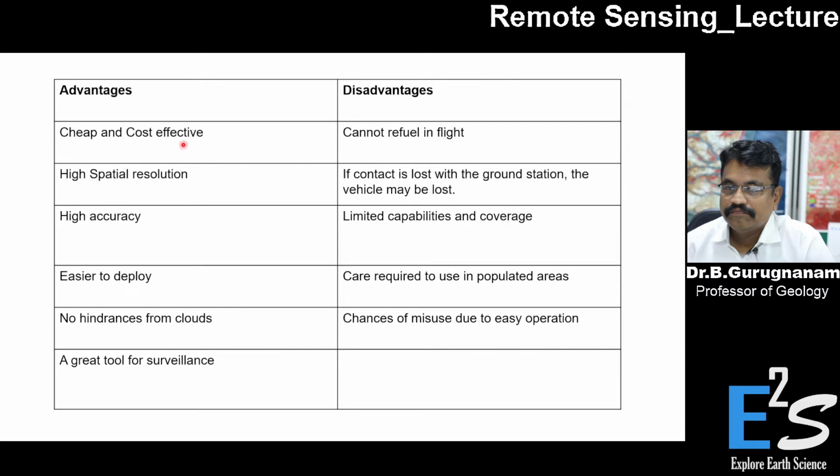Comparatively, the other advantages are that it is cheap and cost effective, with high spatial resolution, higher accuracy, easy to deploy, no hindrance from cloud, and a great tool for surveillance. You cannot refuel in flight. If contact is lost with the ground station, the vehicle may be lost. Limited capabilities and coverage, but nowadays it is very cheap, and many of the disadvantages are reduced. Care is required when used in populated areas, which is very important. Chances of misuse will also be there due to the easy operation.